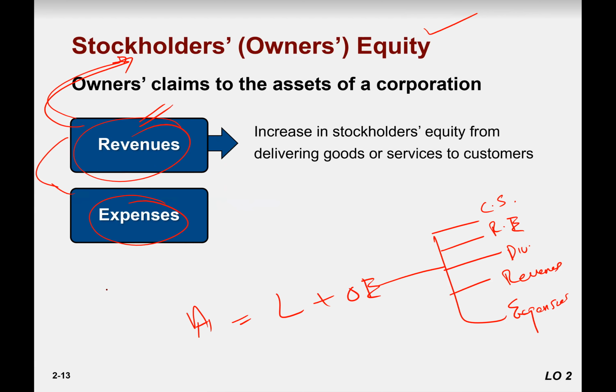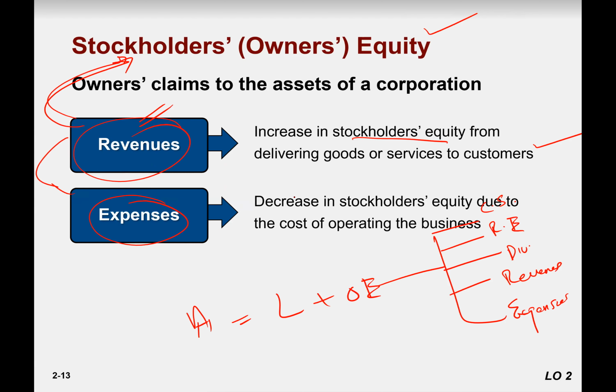So revenue means an increase in stockholders' equity from delivering goods or services to the customers. Expenses are a decrease in stockholders' equity due to the cost of operating the business, right? Or the other definition is that these are the costs that we are incurring to support or enhance our sales. Ultimately the goal is to increase the sales and to maximize the difference between revenues and expenses so that we can have bigger profit.